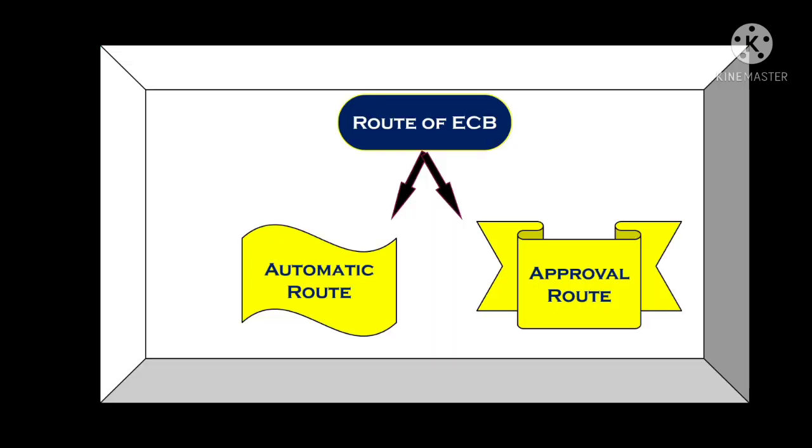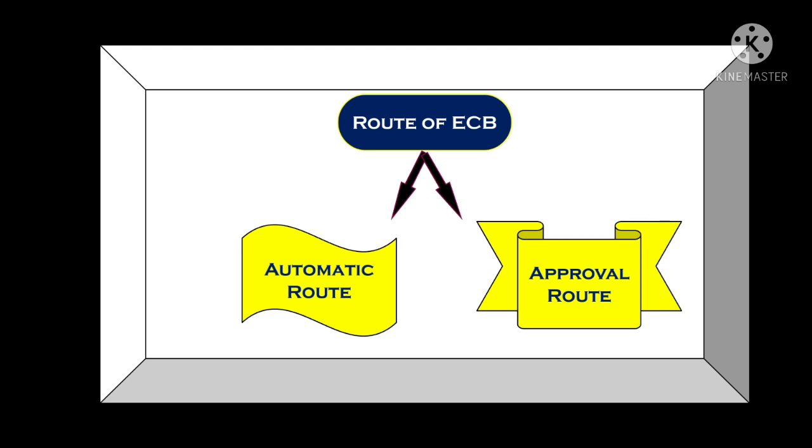Now let's move forward. Now we will talk about the route of ECB. Basically, there are only two routes under ECB. One is the automatic route and the second one is the approval route. Let's start with the automatic route. As the name suggests, here no prior request to the Reserve Bank of India needs to be made, meaning no approval is required from the Reserve Bank of India. So this type of document under ECB can be examined by the AD Category 1 banks. Meaning if the borrower is borrowing an ECB and that ECB falls under the category of automatic route, then the bank can itself examine the document, right?